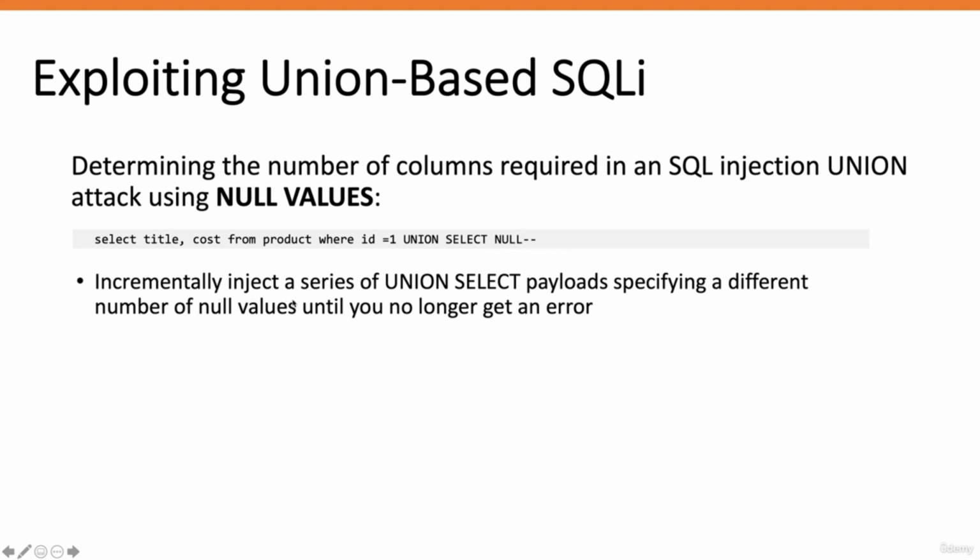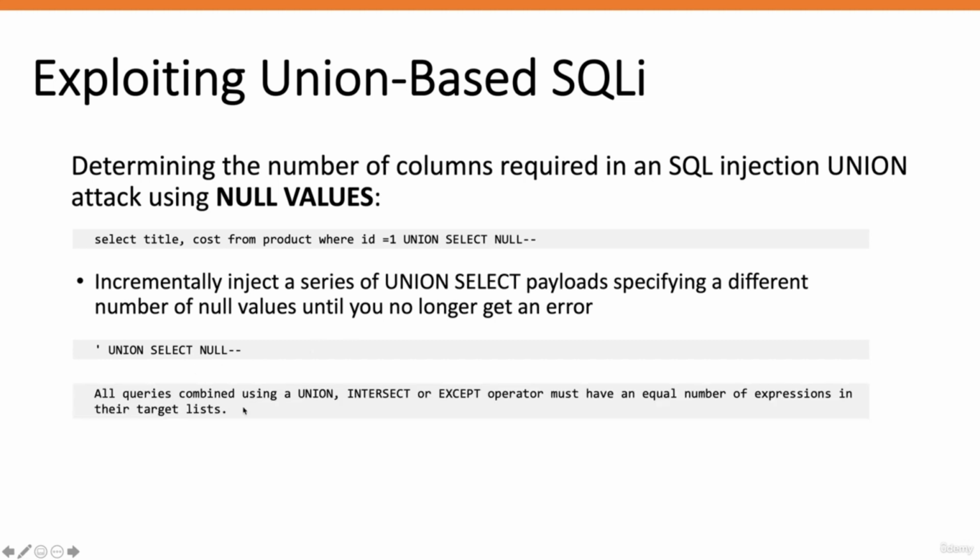So if you incrementally inject a series of UNION SELECT payloads specifying a different number of NULL values until you no longer get an error, then you can figure out the number of columns required by a SQL injection. For example, when I put this payload over here, it gives me an error saying something like all queries combined using a UNION, INTERSECT, or EXCEPT operator must have an equal number of expressions in their target list. So it's telling me you're using the UNION operator, but your two queries don't have the same number of columns. And so I know that the query does not have only one column.